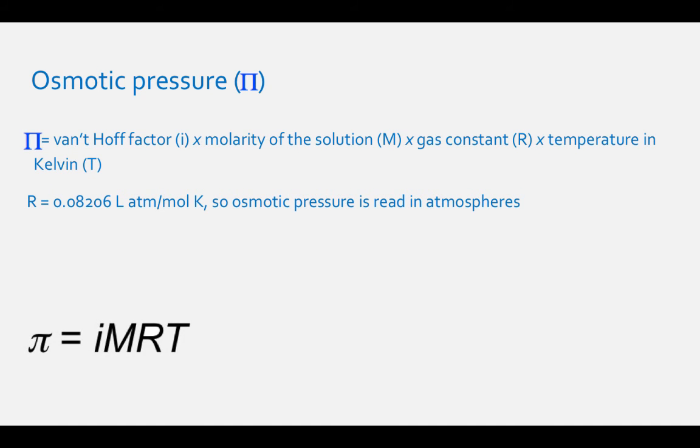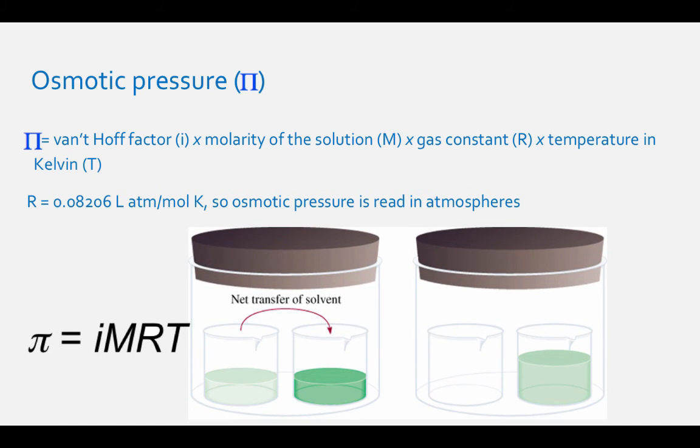This image shows what happens when a container of pure solvent, in the light colors, is placed in a closed container with a solution in the dark green. Eventually, the pure solvent will vaporize and migrate toward the solution container.